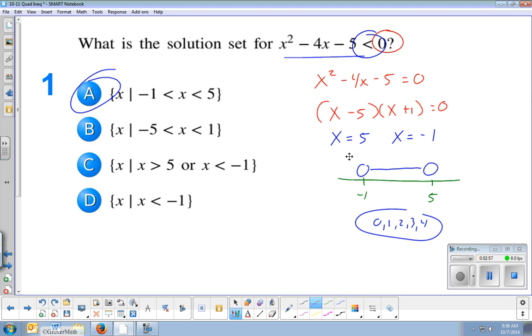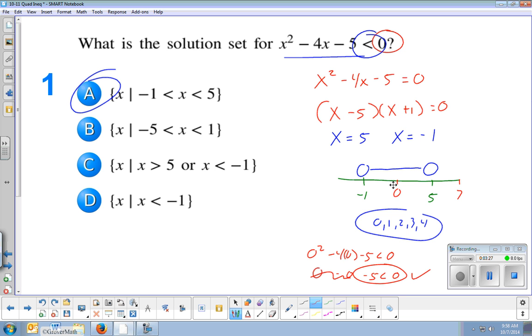Let's pick an easy one. Let's pick 0. 0 squared minus 4 times 0 minus 5 is less than 0. So that would be 0 minus 5 less than 0. These are gone, and you end up with negative 5 is less than 0, and that's true. And that's honestly what you could do. If you never remember, like, I can't remember if it's between or arrows away, you test it. Test a number in the middle, like 0. Or you could test a number out here, like 7.